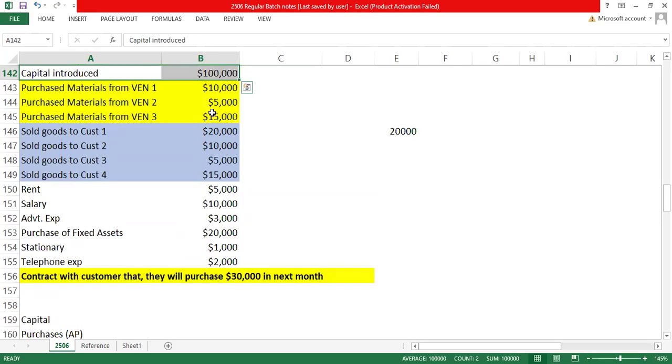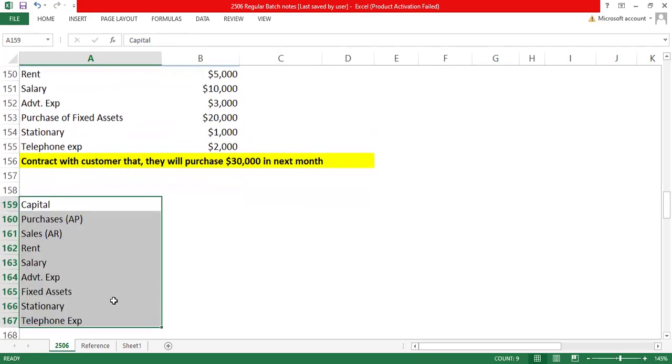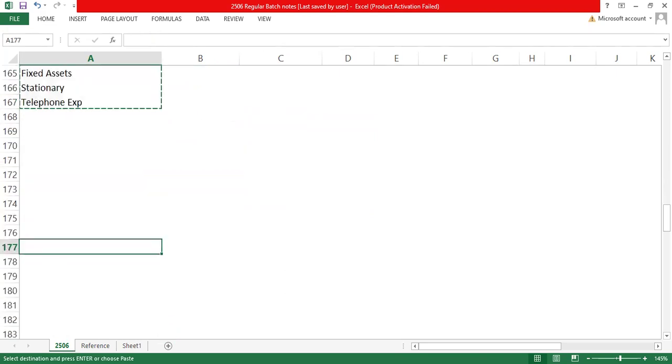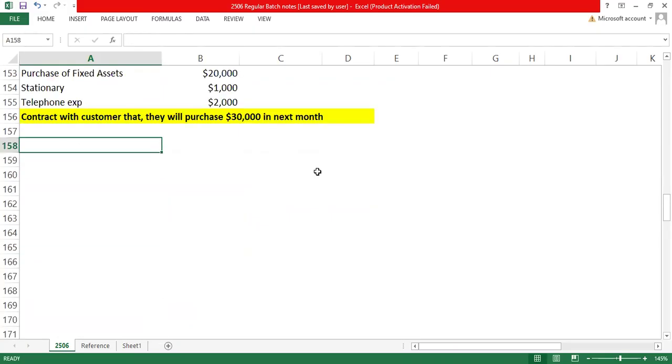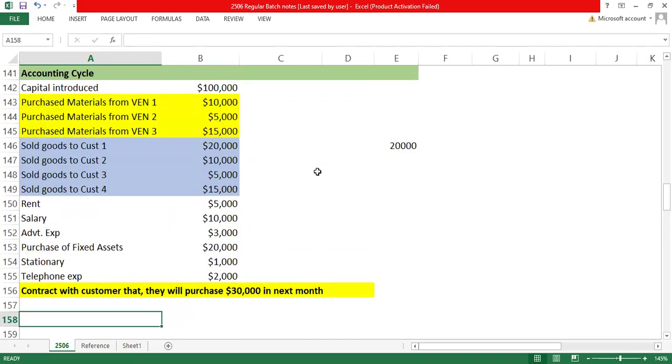Okay, now let us understand. Whenever I introduce capital, what is the journal entry for my capital introduction? Let me put this list down. We'll come back to this. Now let me understand my journal entries. Now I'm introducing capital. What is the journal entry for this capital? Anybody wanted to give a shot? Debit comes in, credit goes out. Debit comes in, credit goes out.